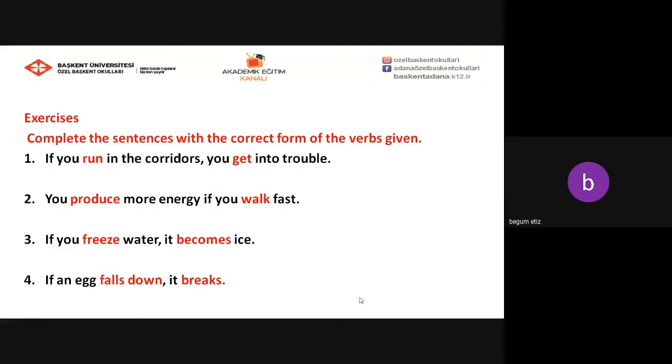Okay, can we say if you run in the corridors, you get into trouble. You produce more energy if you walk fast. If you freeze water, it becomes ice. If an egg falls down, it breaks. So we have completed the sentences with the correct form of the verbs given.